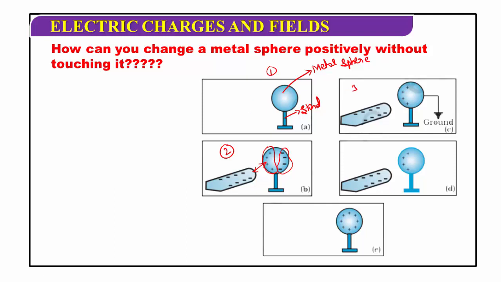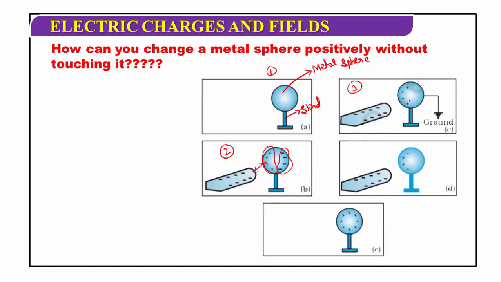And in the third case, now this metal sphere is connected to the ground by a conducting wire. The excess electrons in this sphere will flow to the ground, while the positive charges at the near end will remain held due to the attractive force of the negative charges of this rod.